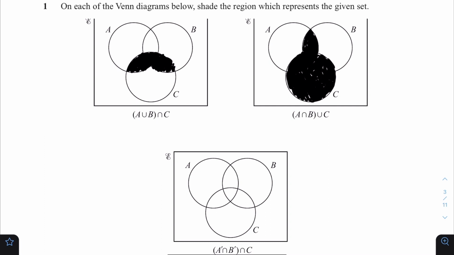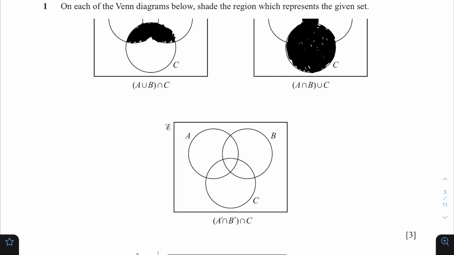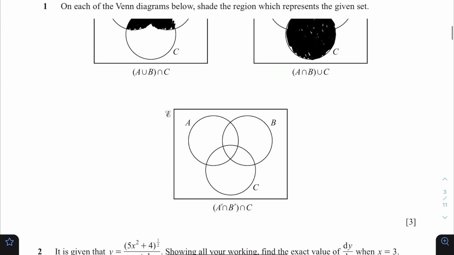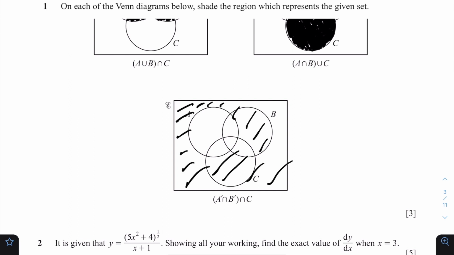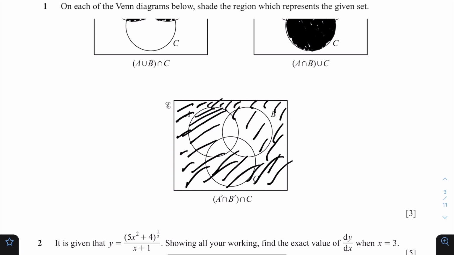All right. Now, the next part says A prime intersect B prime intersect C. So basically, A prime is all the parts that don't include A. So it's all the parts outside of A, all this. And then B prime is all the parts that don't include B, so that would be everything B doesn't touch. And the intersect C part is the part where C is included.